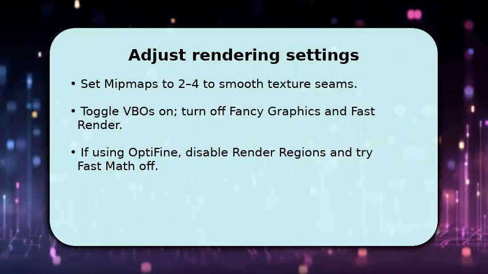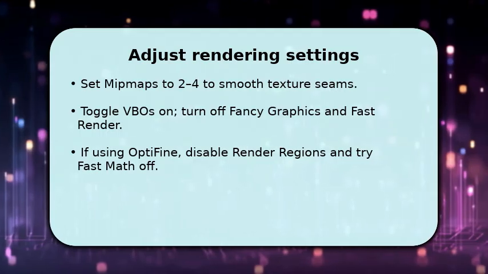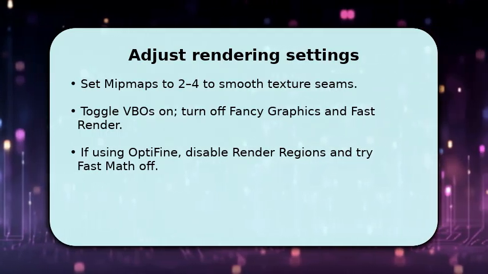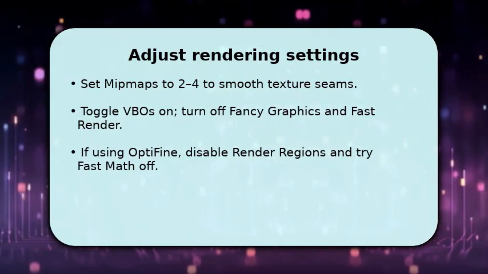If you run Optifine or mods, turn off fast render and render regions and toggle fast math. One of these often introduces striping. After each change, reload the world so you can confirm whether the lines vanish.